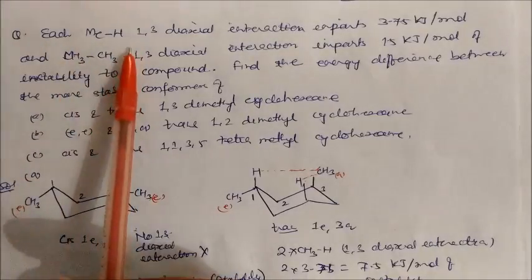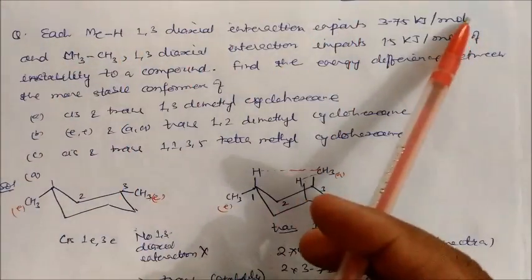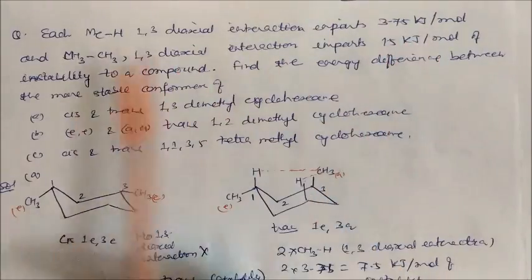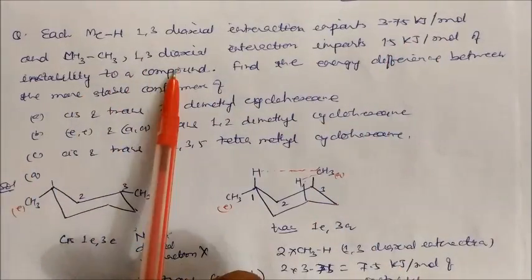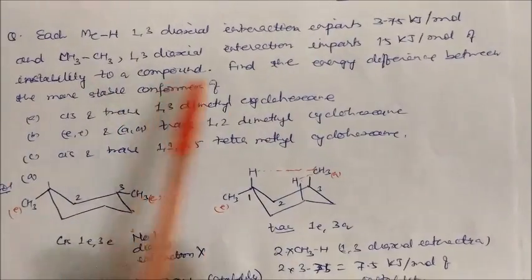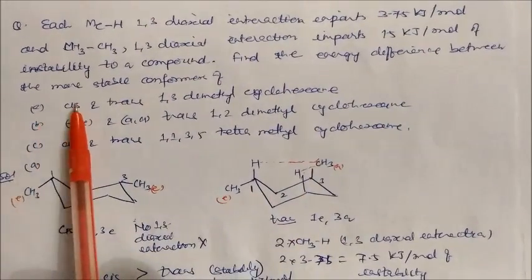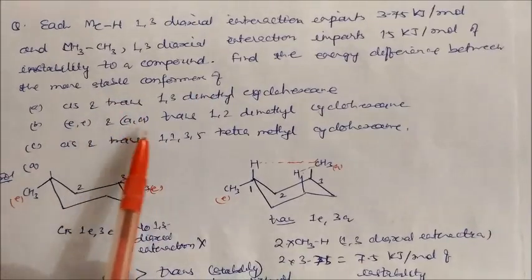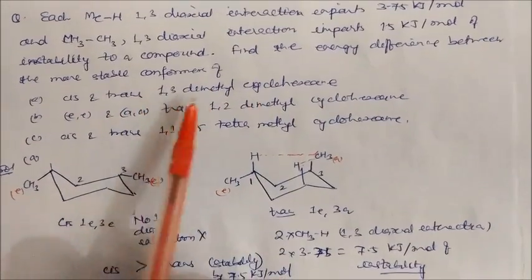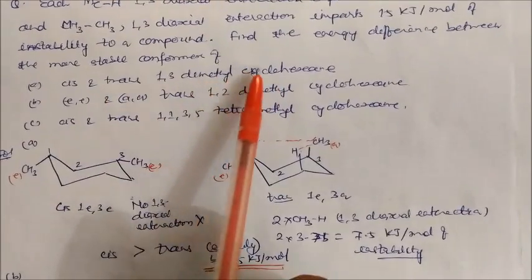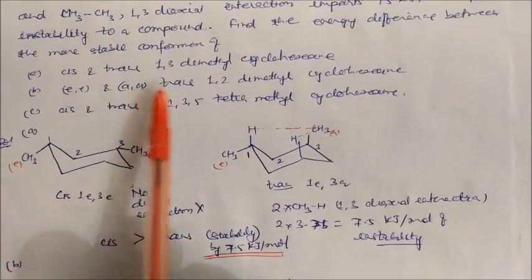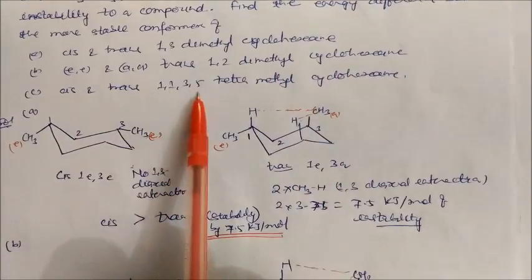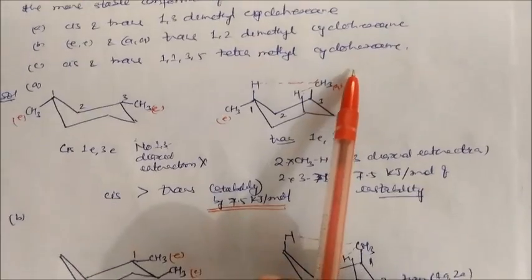Each methyl-hydrogen 1,3 diaxial interaction is imparting this much kilojoule per mole, and the methyl-methyl 1,3 diaxial interaction is imparting this much kilojoule per mole of instability to a compound. Find the energy difference between the more stable conformers of these. There are 3 examples: cis and trans 1,3 dimethyl cyclohexane, trans 1,2 dimethyl cyclohexane, and cis and trans 1,1,3,5 tetramethyl cyclohexane.